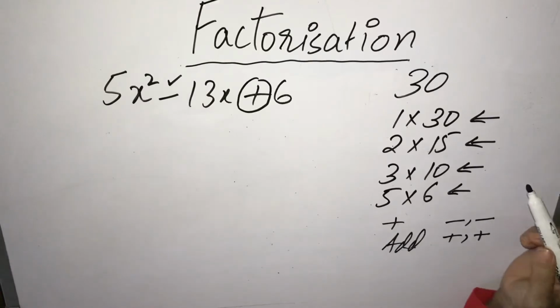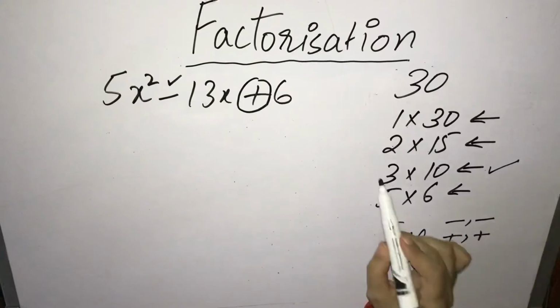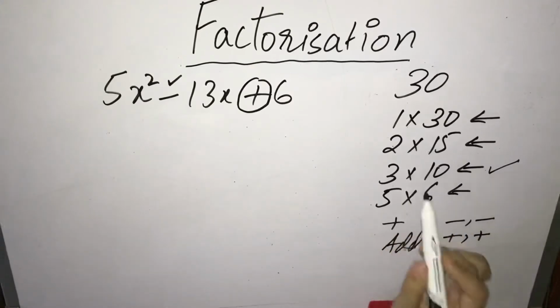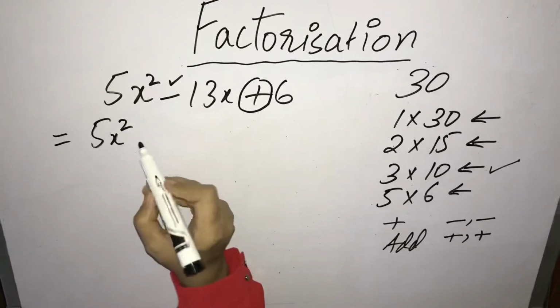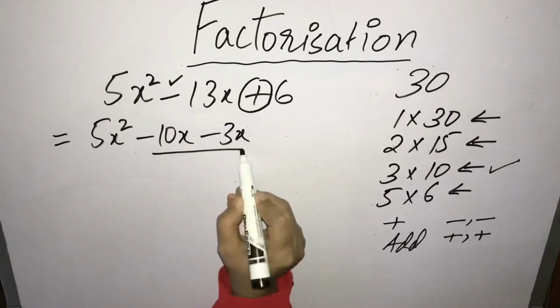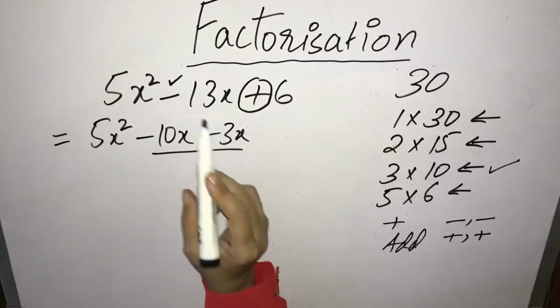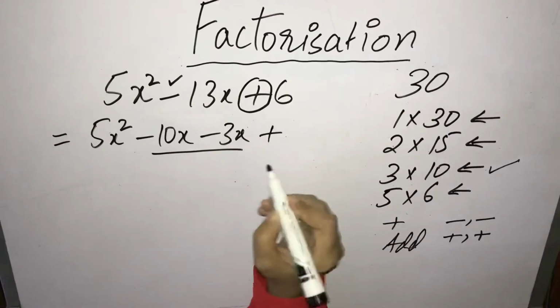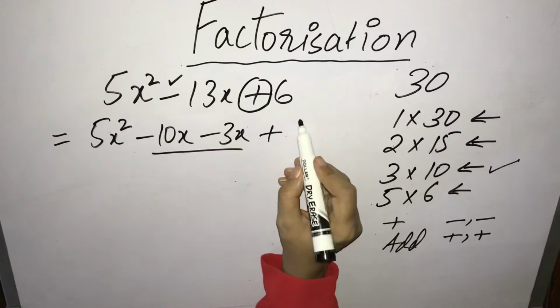So I have to take minus 10 and minus 3, which will give me minus 13, and when I multiply it will give me 30. Let's start. 5x² minus 10x minus 3x. You can observe that minus 10 and minus 3 both are negative. We can add them to get minus 13, and when I multiply minus 3 with minus 10, I shall have positive 30.